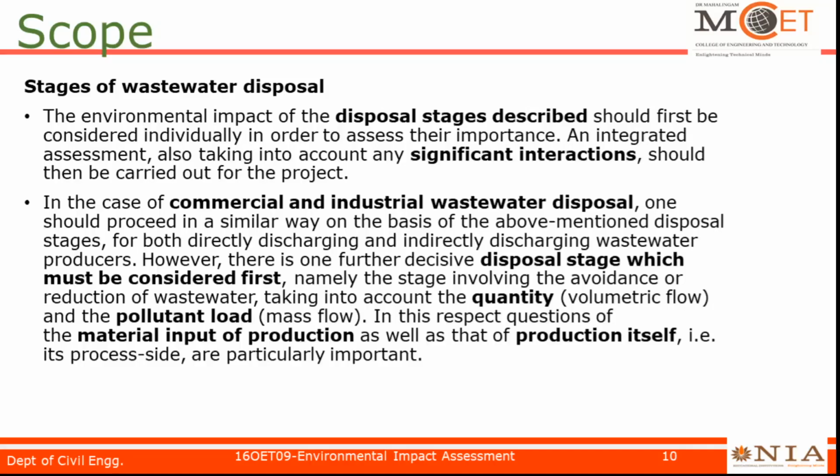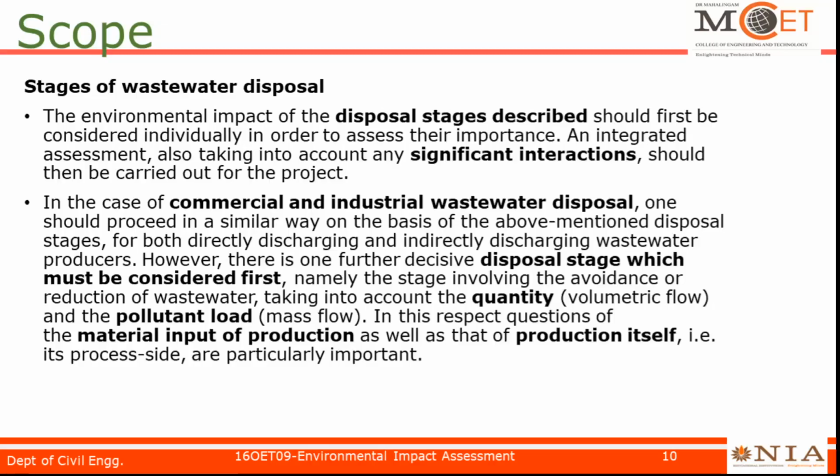In case of commercial and industrial wastewater disposal, one should proceed in a similar way on the basis of the above mentioned disposal stages for both directly discharging and indirectly discharging wastewater producers. However, there is one further decisive disposal stage which must be considered first, namely the stage involving avoidance or reduction of the wastewater, taking into account the quantity as well as the quality, pollutant loading, right?